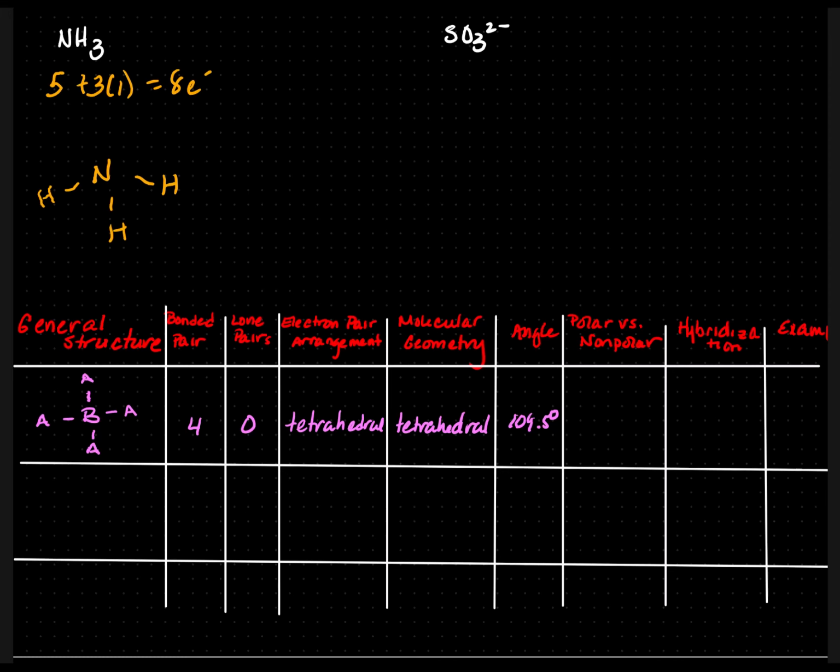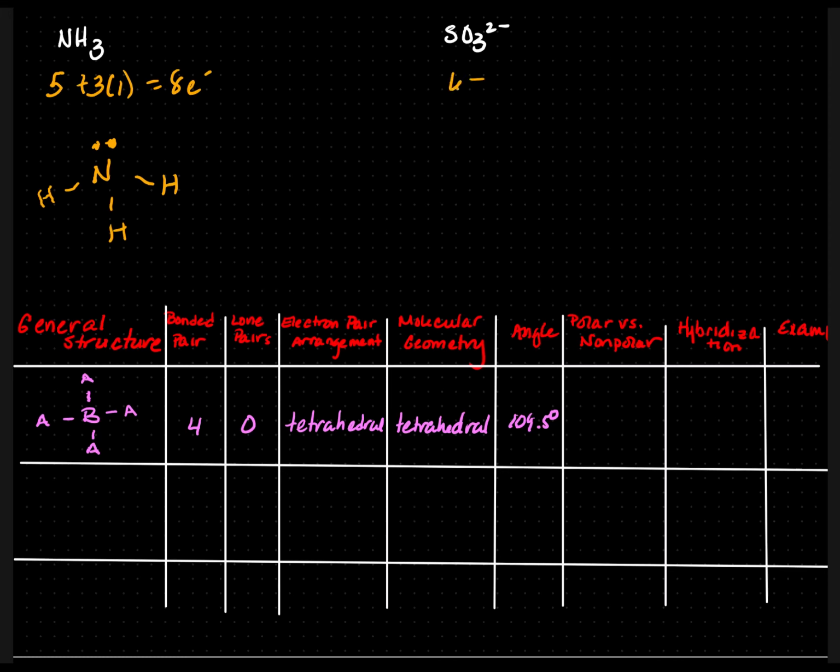Nitrogen has 6 electrons from the 3 bonds, so it needs 2 lone pairs, and it fulfills the octet rule. And if I count, the Lewis dot structure electrons match the valence electrons.